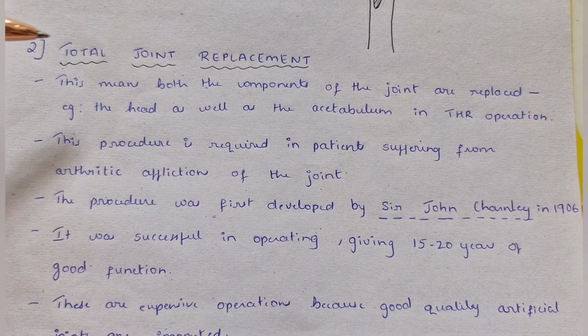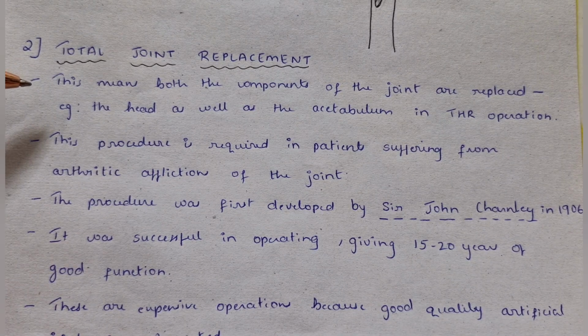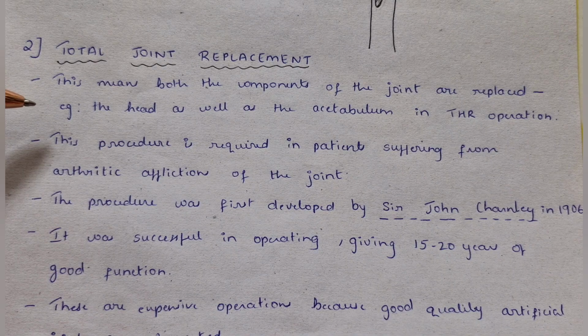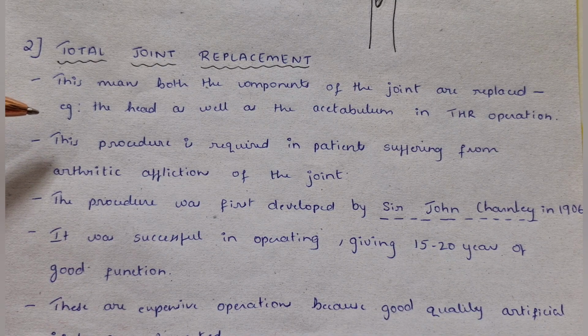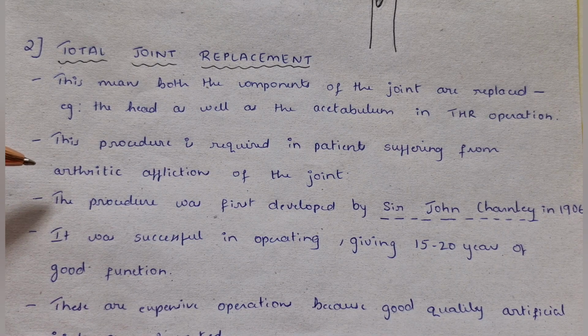The second one is total joint replacement. This means both the components of the joint are replaced. For example, the head as well as the acetabulum in THR, that is total hip replacement operation. This procedure is required in patients suffering from arthritic afflictions of the joint.